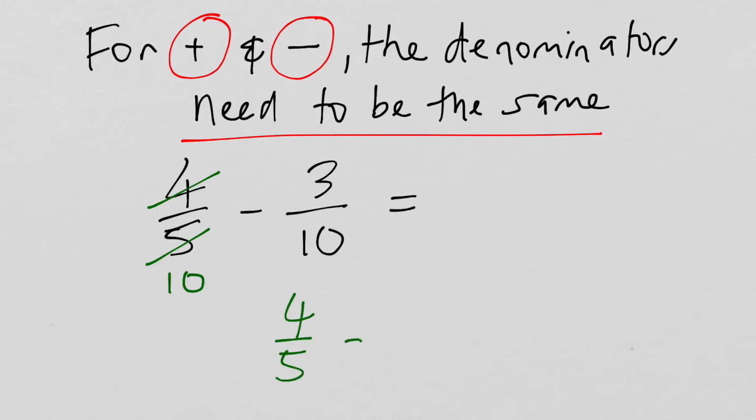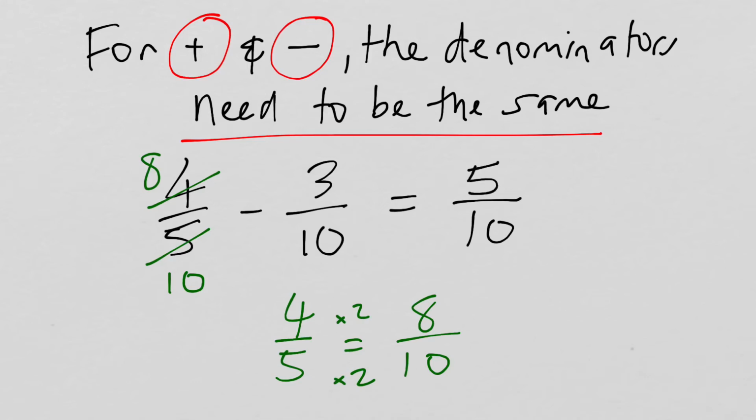4/5, if I want to change it into tenths, I multiply the bottom by 2, I got to multiply the top by 2, right? 8/10. So 8/10 and 4/5 are the same amount of stuff, because I multiplied the top and the bottom by the same number. And now I can just do my subtraction. I know it's going to be tenths, that always stays the same. 8 minus 3 is 5. Oh, look at that, 5/10.